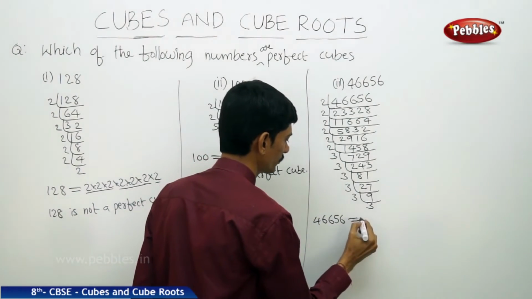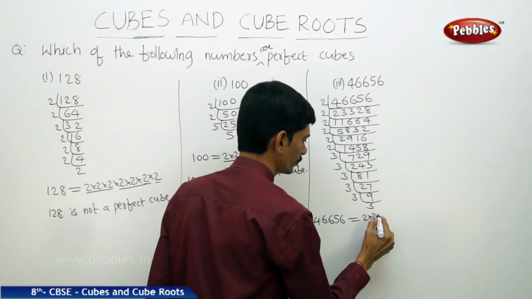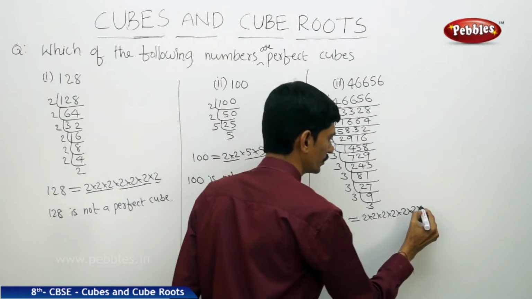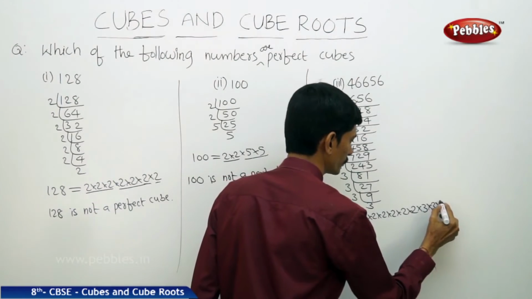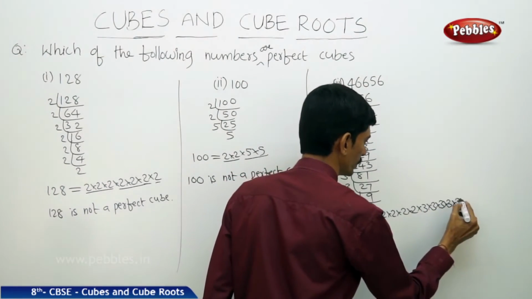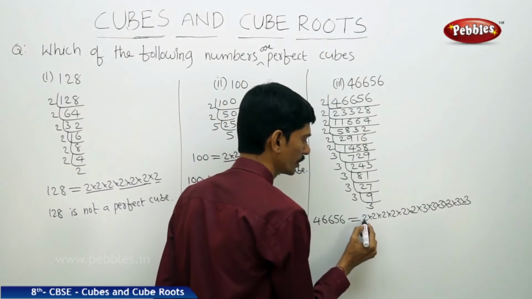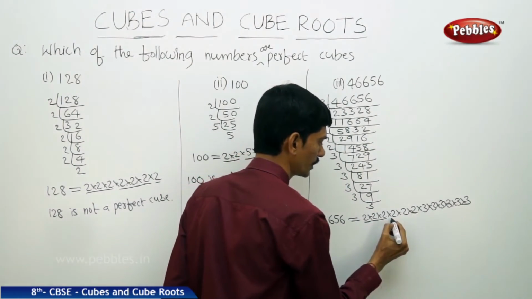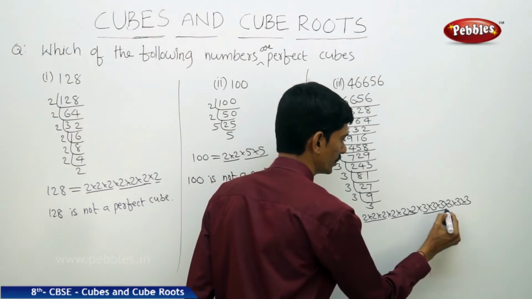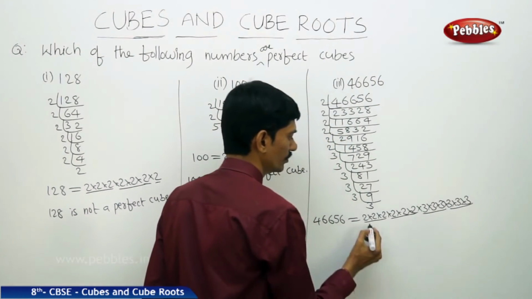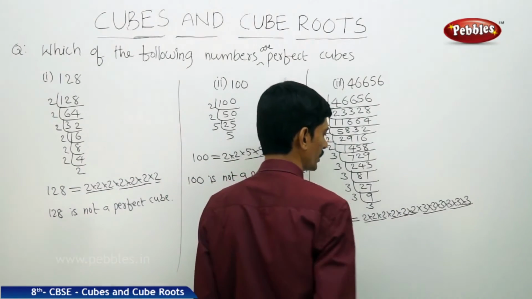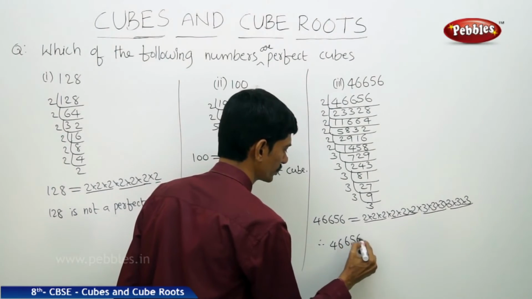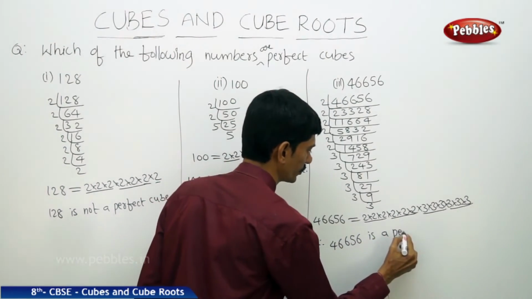46,656 equals 2 into 2 into 2 into 2 into 2 into 2, into again 3 into 3 into 3 into 3 into 3 into 3. So we can make groups of 3: 3 2's, again 3 2's, 3 3's, again 3 3's. So each prime factor appears 3 times. Therefore, 46,656 is a perfect cube.